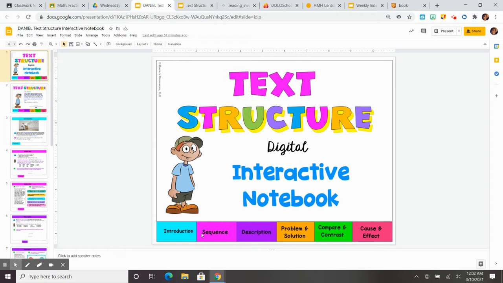At the bottom you see these different tabs. It will look different if you were doing it in the classroom because you would have to glue in pages. Anyway, I like this activity. At the bottom in the light teal, you have the introduction, then you have sequence, description, problem and solution, compare and contrast, cause and effect. So we're going to go through.